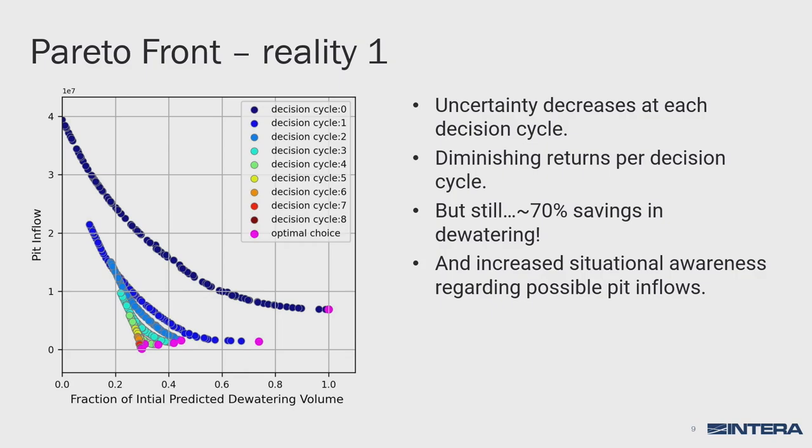So there's two things happening here. We're saving a whole bunch of money because we know we can pump a lot less, but we're also freeing up a lot of resources because we know that, at the worst case, we can expect a lot less pit inflow. So now we can send the resources that we might be needing to deal with that to something else and make our system, or our mine management, a lot more efficient.